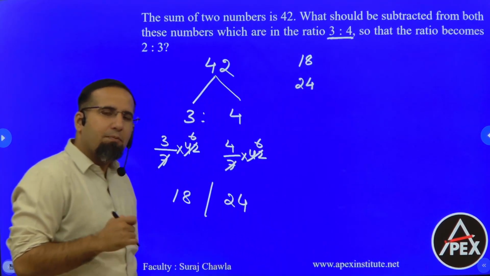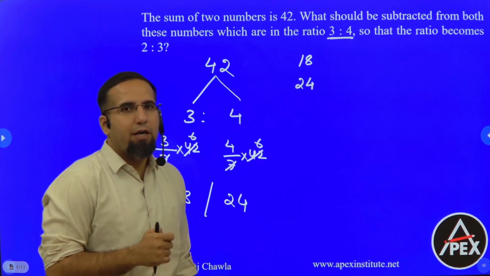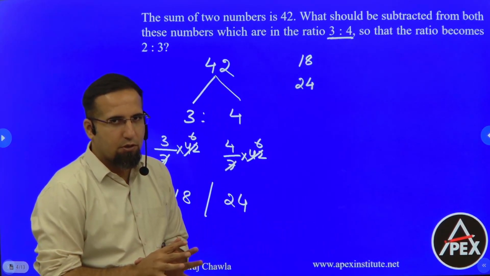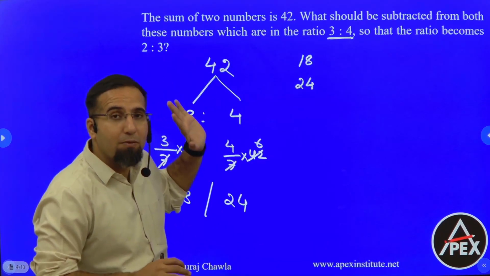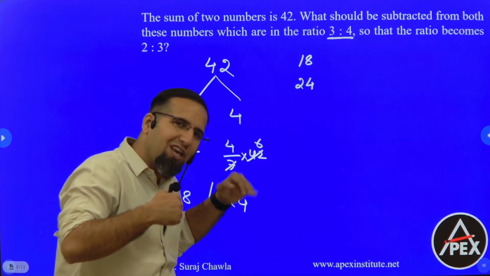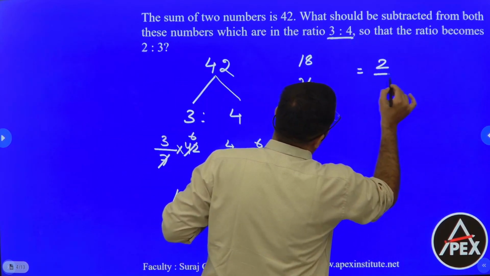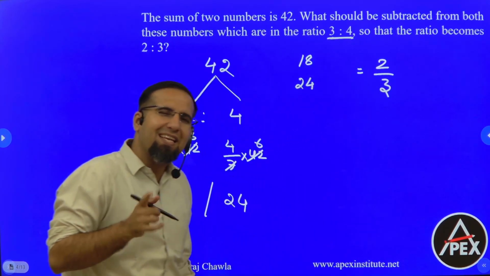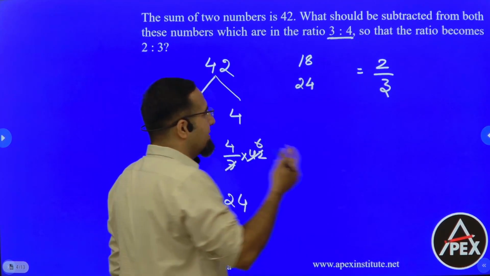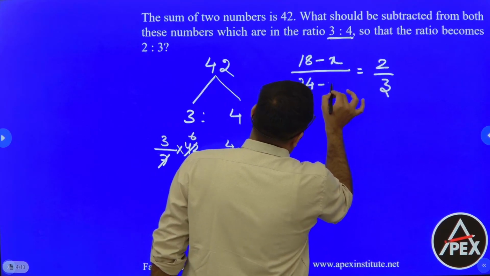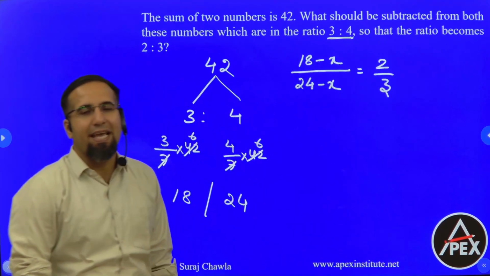अब क्वेश्चन हमसे क्या पूछ रहा है? अब क्वेश्चन पूछ रहा है कि what should be subtracted from each of these numbers so that the new ratio becomes 2:3. अब हमको दिया हुआ है नया रेशियो, so let me write the new ratio is 2/3. अब ये 2/3 किसका रेशियो है? 2/3 is the ratio of 18 let's say minus x and 24 minus x.